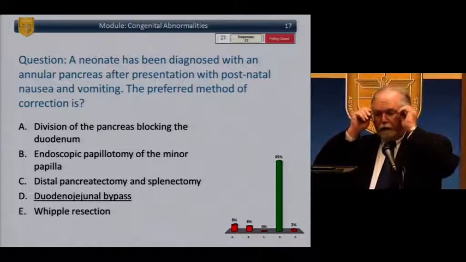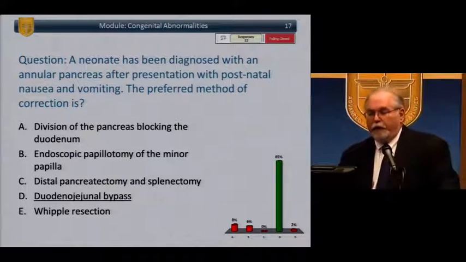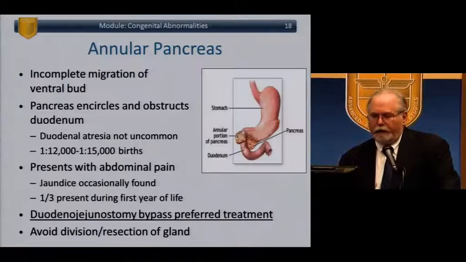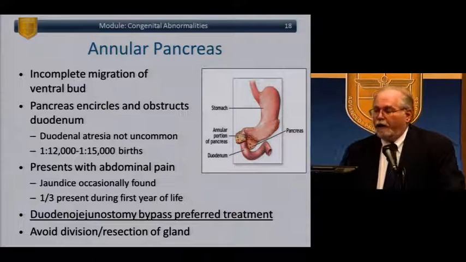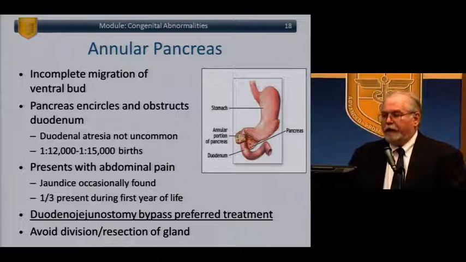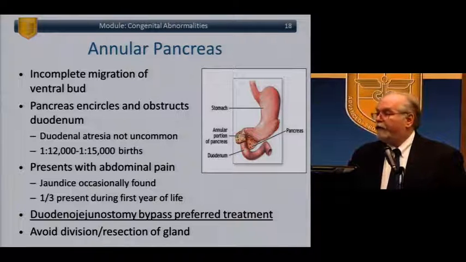And the answer is D, duodenojejunal bypass. You want to avoid dividing the pancreas as you might divide the pancreatic duct. So annular pancreas is incomplete migration of the ventral bud, where the pancreas encircles and obstructs the duodenum, often associated with duodenal atresia. It complicates 1 in 12,000 to 15,000 births, presents with abdominal pain and jaundice, 1/3 presenting during the first year of life. And the treatment is duodenojejunostomy bypass. Avoid dissecting or resecting or dividing the gland, as you may divide the pancreatic duct.